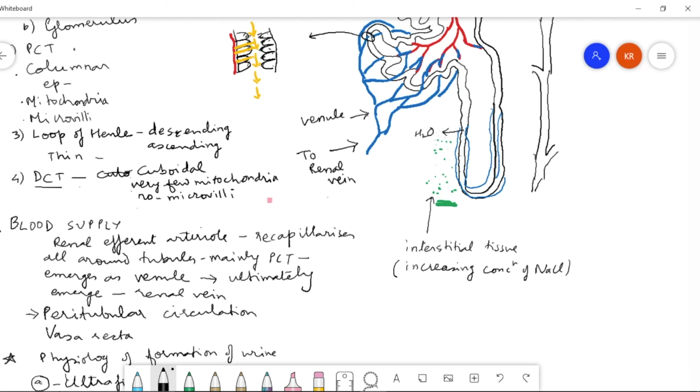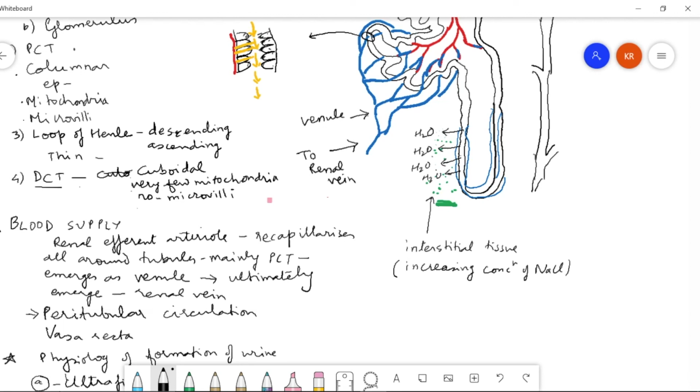In the next step, again there is more concentration of NaCl here. Again the H2O will come out. Here again NaCl concentration is more over here. Again more H2O will come out. Every step throughout this loop, H2O keeps coming out because there is an increasing concentration of NaCl. This is the beauty of the loop of Henle and of osmoregulation. That means when the urine or the preliminary filtrate is coming over here, it has become highly concentrated.